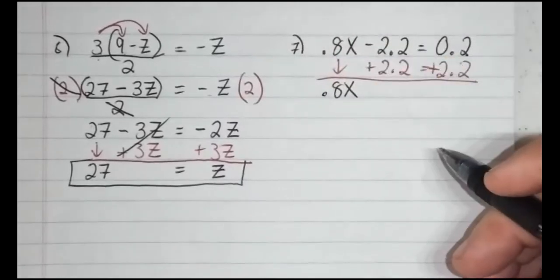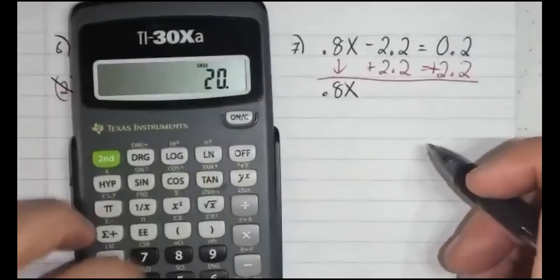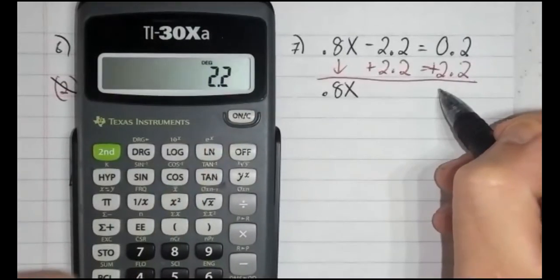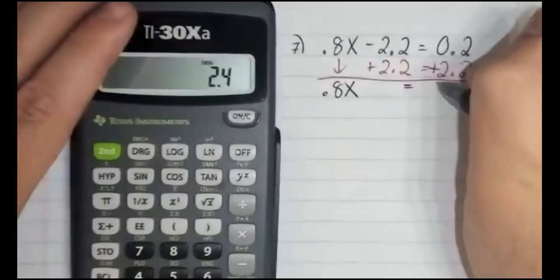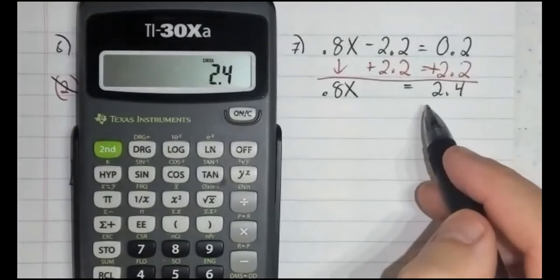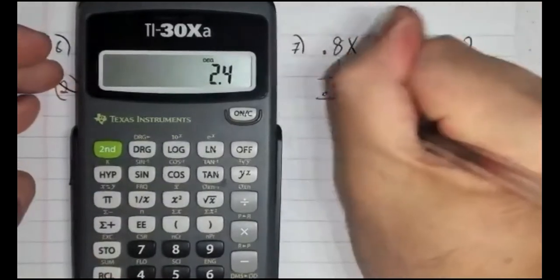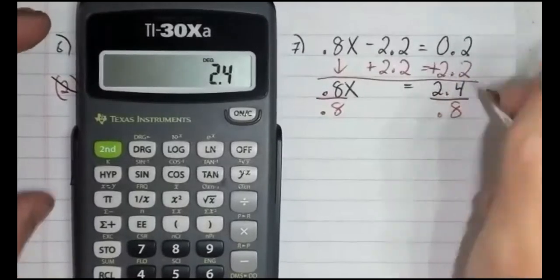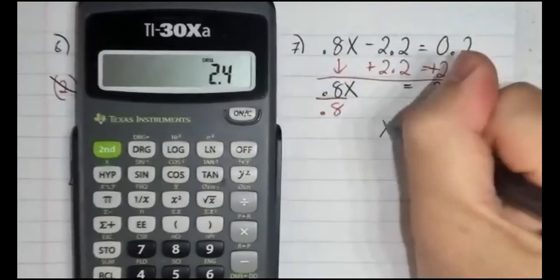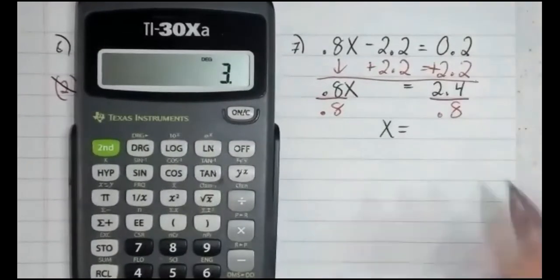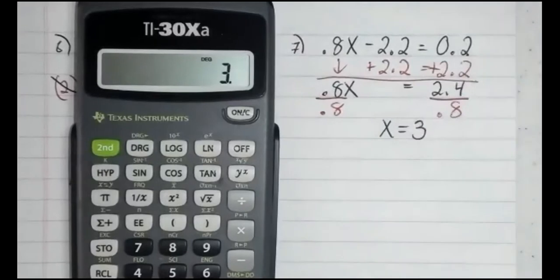All right, and this is where I go to my calculator. 0.2 plus 2.2. So I'm going to have 0.8x equals 2.4. I'm going to divide 0.8 to both sides. 2.4 divided by 0.8. And you would get x equals 3.